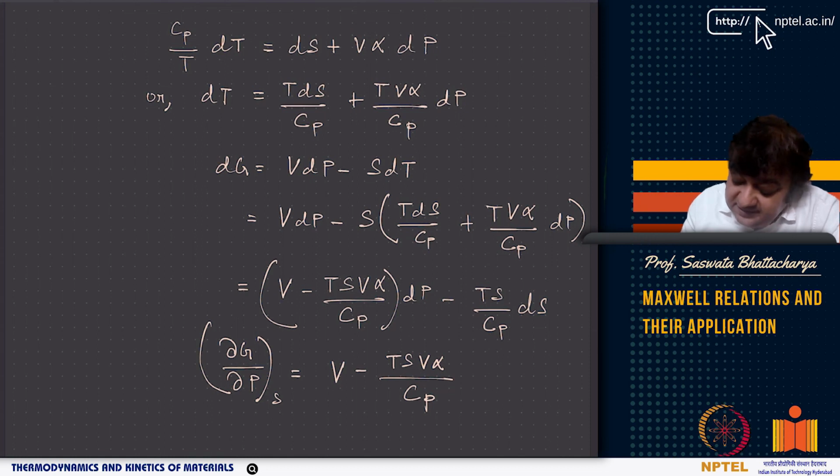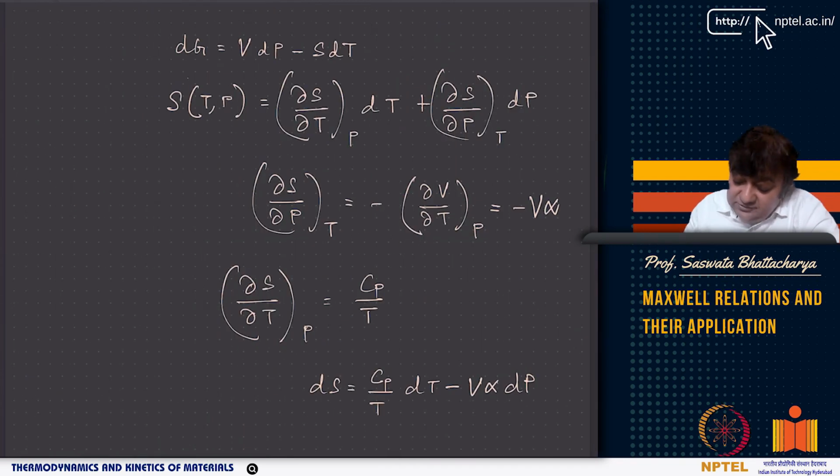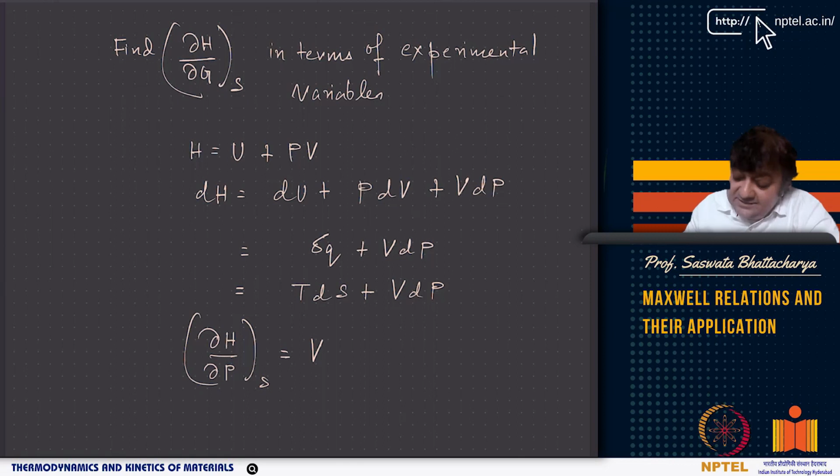Now dG equals V dP minus S dT, which is basically V dP minus S, and instead of dT I am substituting this dT here. Now if I do that, I get V minus T S V alpha by Cp dP, and T S by Cp dS. So del G del P at constant S I get as V minus T S V alpha by Cp. With a little algebraic manipulation, you can easily arrive at this relation. So you have got del G del P at constant S, and you also have del H del P at constant S.